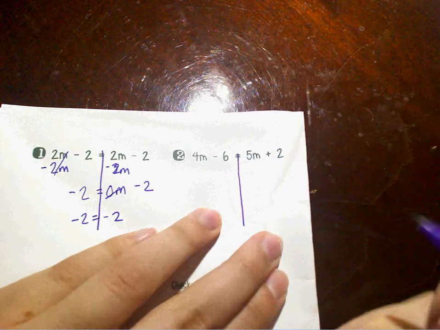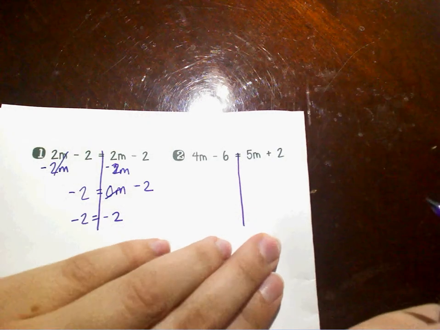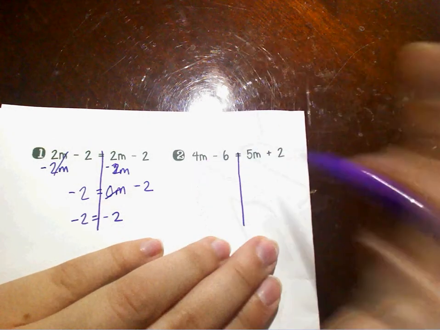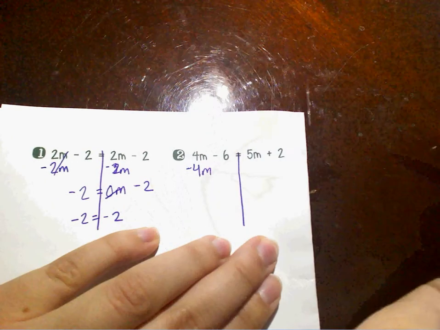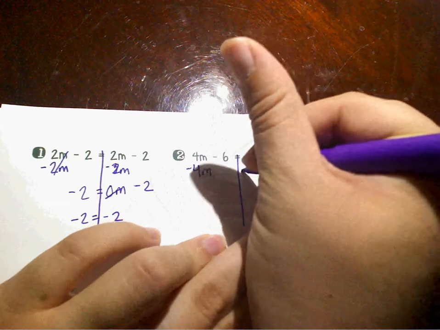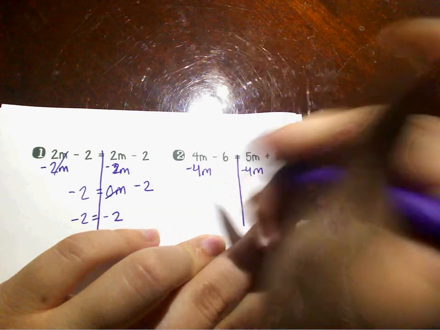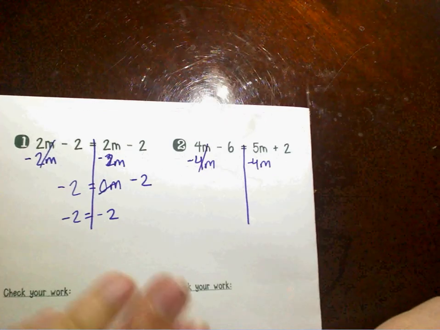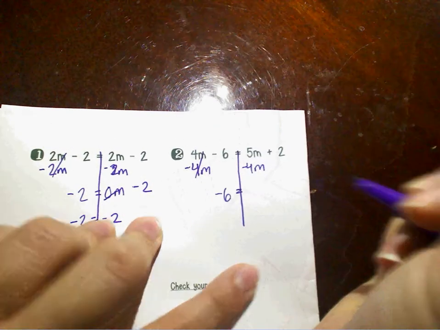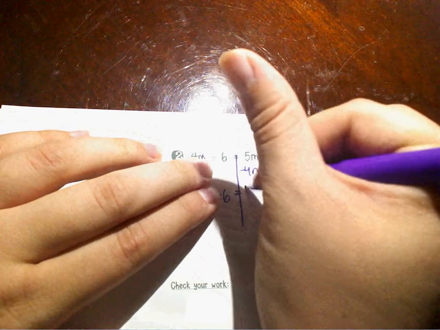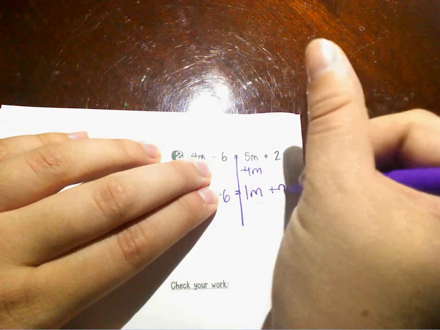But if we look at this next one, do the same sort of thing. Let's start by moving our constants, or not our constants, our variables to one side. So we have a 4m here and a 5m here. Let's take the smaller one. To move this 4m, we're going to have to subtract it because it's positive. So we're going to subtract 4m on the other side. That'll cancel those. So on this left side, we're only left with negative 6 equals 5m minus 4m is 1m, and then keep the plus 2.